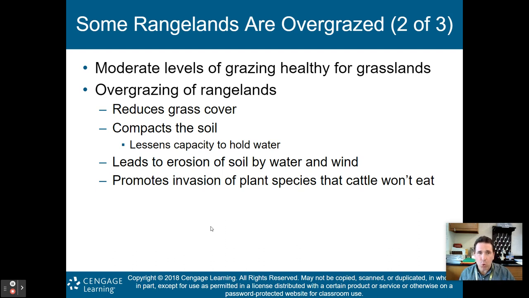But unfortunately, when you overgraze rangelands, you lead to some major problems. Number one, it reduces the grass cover, which then compacts the soil, which lessens the soil's capability to hold water. That leads to erosion of the soil by water and wind, and then this promotes the invasion of invasive plant species that cattle won't eat, because they eat certain grasses, certain plants. But when you change the soil composition of a rangeland, obviously invasive plants will come in. The cattle don't want to eat that, and so now you have even bigger problems.